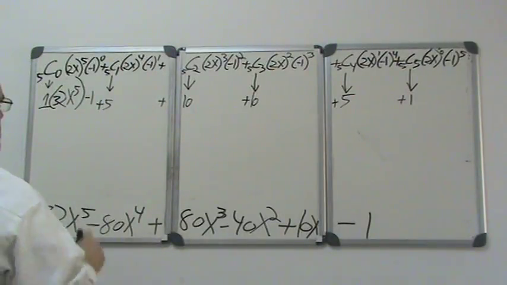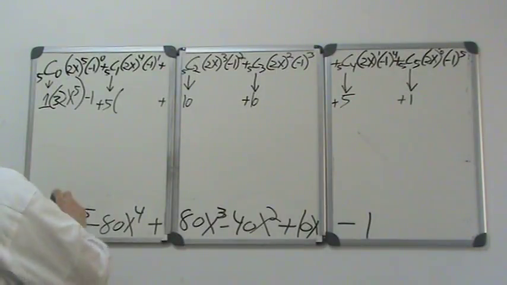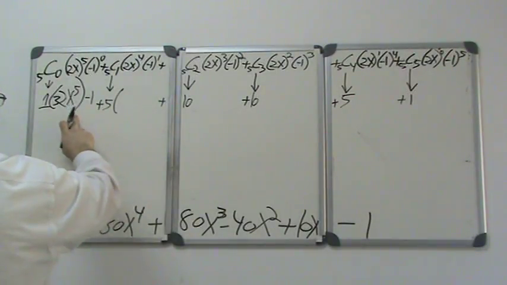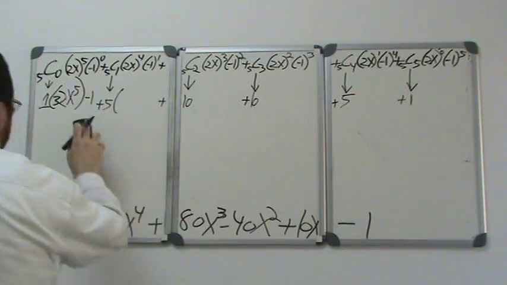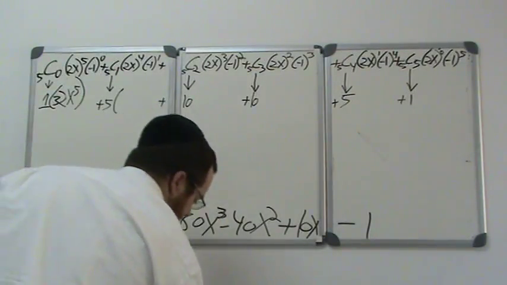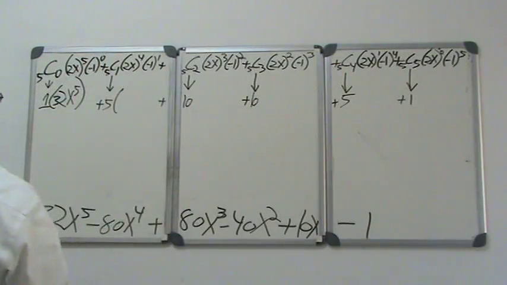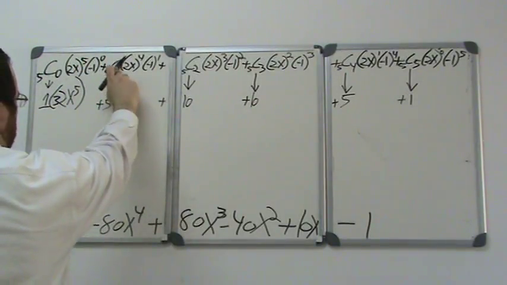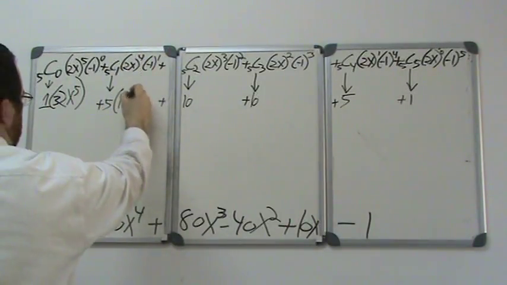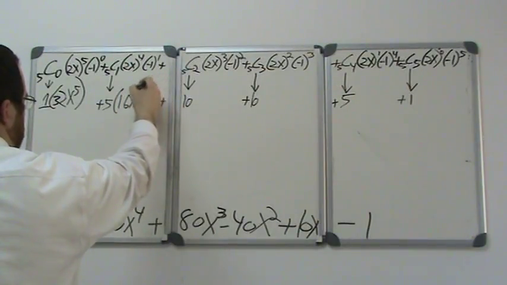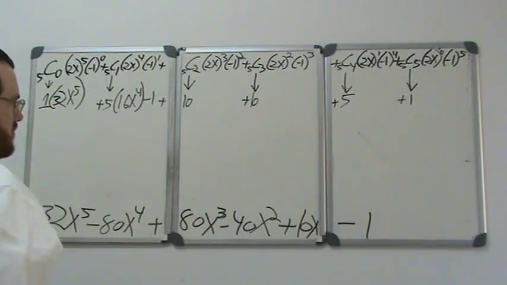Times 2 to the fourth power. So it's 5 times 2 to the fourth power. By the way, back here, anything to the 0 power is equal to 1, so the times 1 you don't have to write in there. Negative 1 to the 0 power becomes 1. So 5 combination 1 is 5. 2 to the fourth power is 16. x to the fourth power is x to the fourth power. Negative 1 to the first power is just a negative 1.